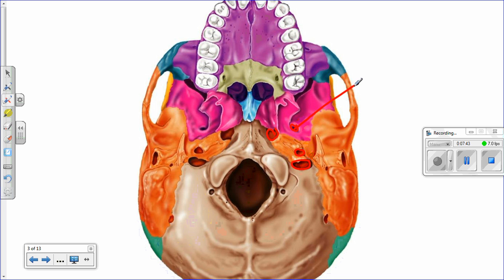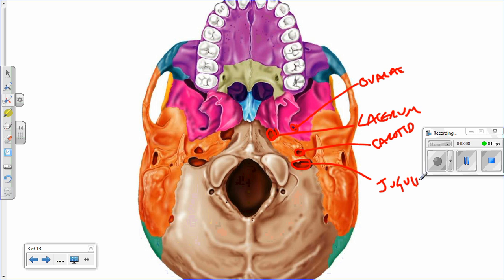Okay, so ovale, and lacerum, and then the carotid, and the jugular. Okay, and then this big, huge, gigantic one you definitely have to know. That's the foramen magnum.